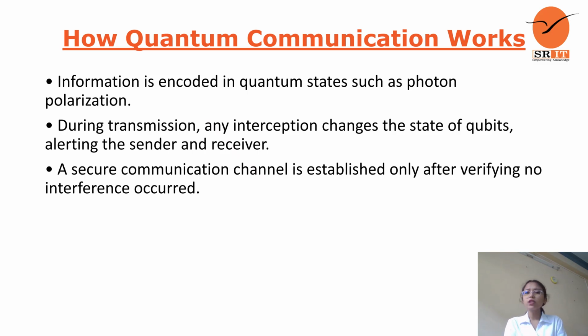So now, how quantum communication actually works. Quantum communication relies on qubits, which are the smallest unit of quantum communication, usually represented by photons. Information is encoded in quantum states, such as photon polarization. During the transmission, any interception changes the state of the qubits, alerting the sender and the receiver. So a secure communication channel is established only after verifying that no interference has occurred.